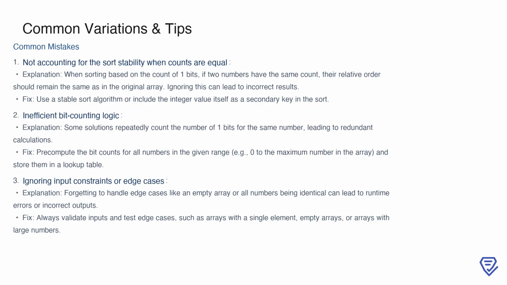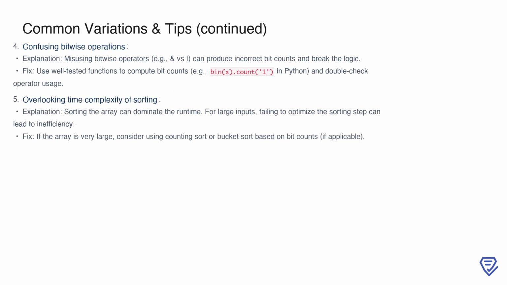Finally, don't overlook input constraints or edge cases. For example, you might encounter an empty array, an array with identical numbers, or very large inputs. Always validate your inputs and thoroughly test edge cases to avoid runtime errors or incorrect results. Another common pitfall is confusing bitwise operations. For instance, misusing operators like AND versus OR can lead to incorrect bit counts and break your logic. To avoid this, rely on well-tested functions like bin(x).count('1') in Python and carefully check your operator usage.